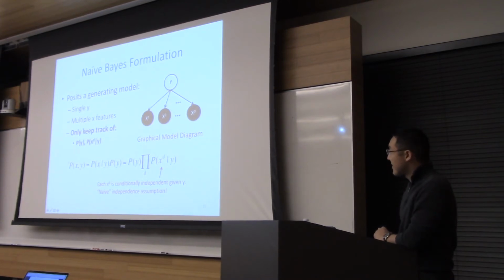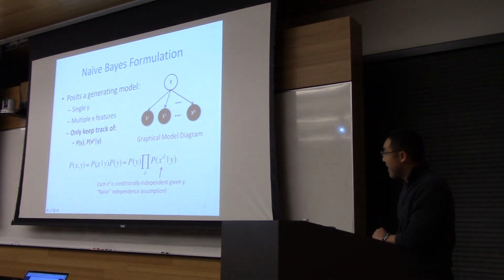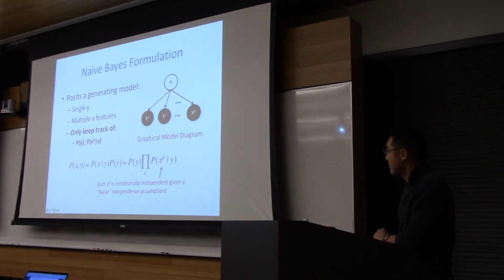And so now you can write that down in this form. The joint distribution is modeled as P of y times the product of P of x super d given y, where this factorizes into this product because each feature dimension is conditionally independent given y.